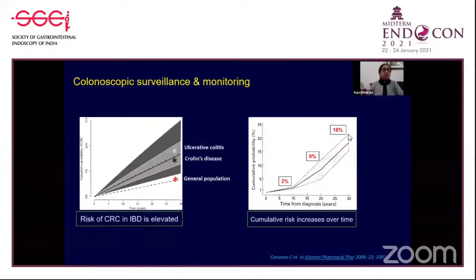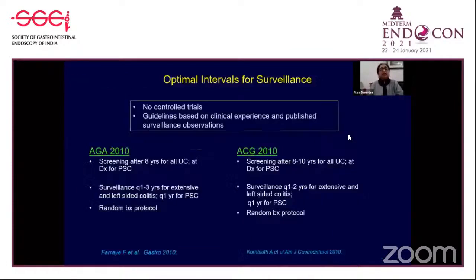We come to colonoscopic surveillance and monitoring. We know that the risk of colorectal cancer in IBD is elevated, highest in ulcerative colitis, followed by Crohn's disease, and you can see the difference from the general population. The cumulative risk increases over time, and by 30 years, at least 18%, or 1 in 5 patients, may develop a colorectal cancer. So there has to be surveillance.